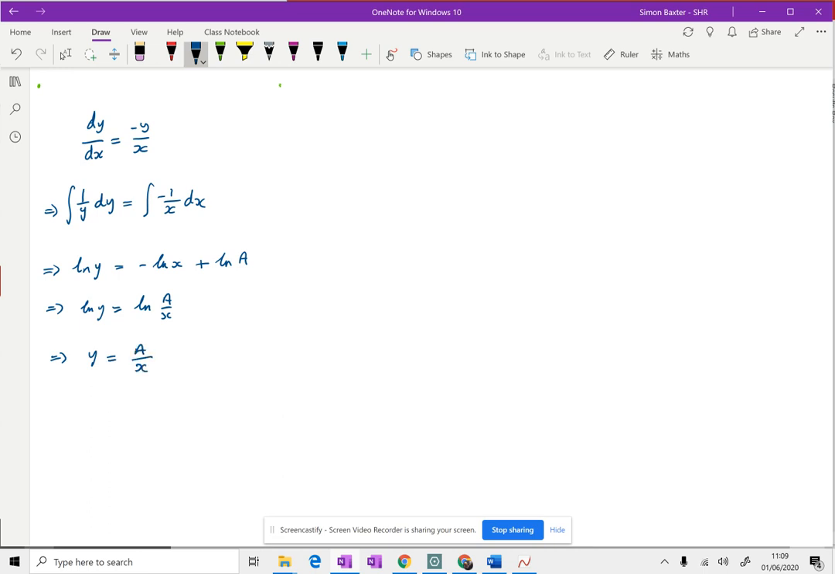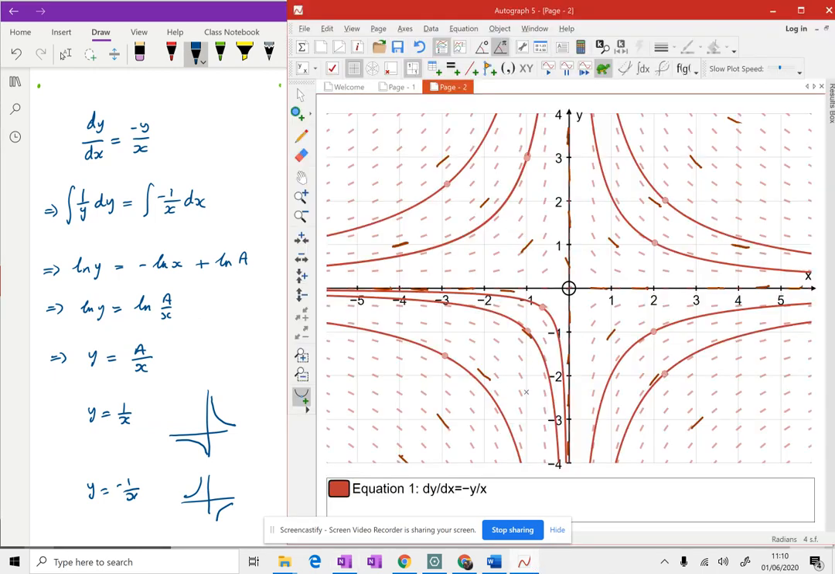Well, we know what those curves are like. y equals 1 over x is the rectangular hyperbola which does that. y equals minus 1 over x would be that one. So what we were looking at on Autograph, one curve would be made up from one curve here and one curve here. And same is on this side. Two branches of the same curve.